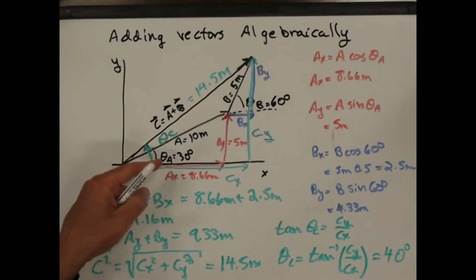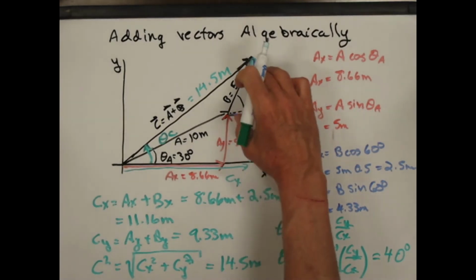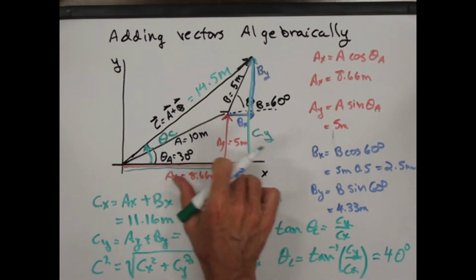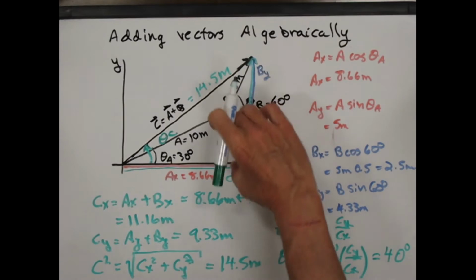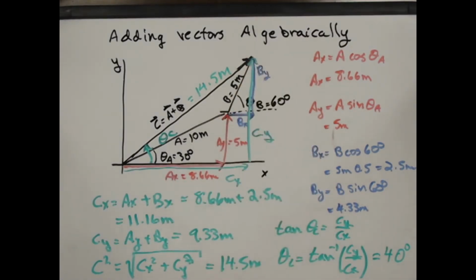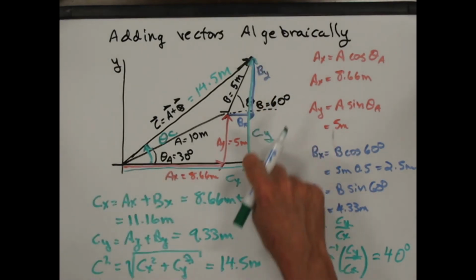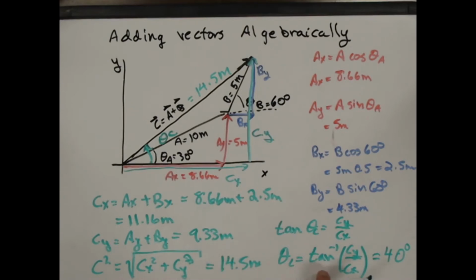And so, using the x and y components of B and A, I've made this problem solvable, because I can add the x components together like numbers, and I can add the y components together like numbers, and then I can use the x and y components of C to determine both its magnitude from the Pythagorean theorem and its angle from the inverse tangent.